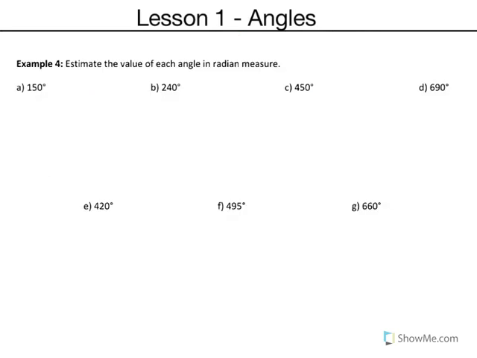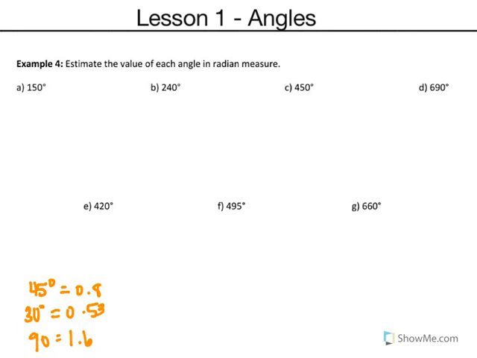Alright, now we are going to estimate the value of each angle in radian measures. When it says estimate, I'm assuming you need to use 45 degrees is 0.8, 30 degrees is 0.53, 90 degrees is 1.6. So you're using the unit circle. You also need to be able to draw an angle.